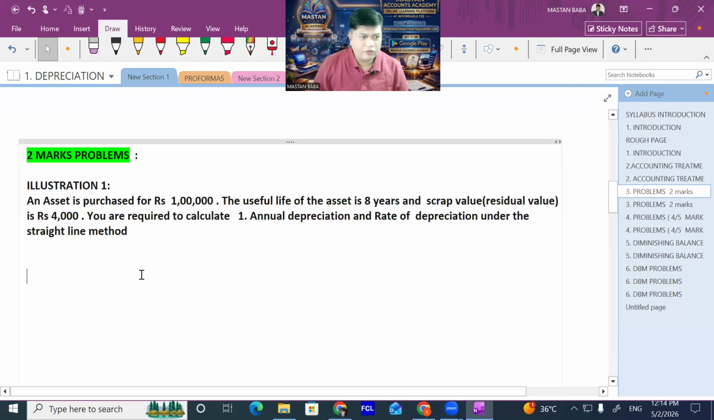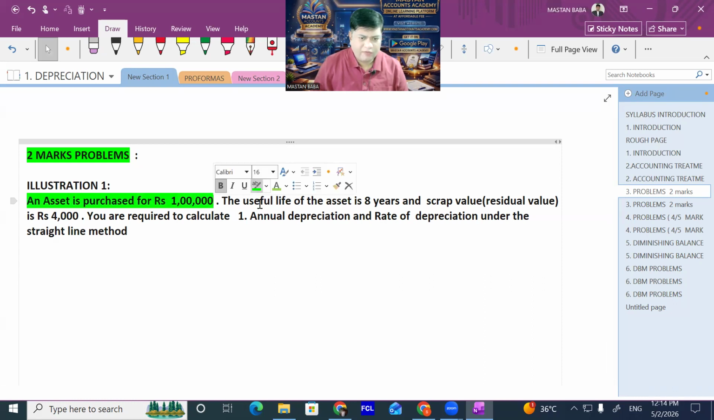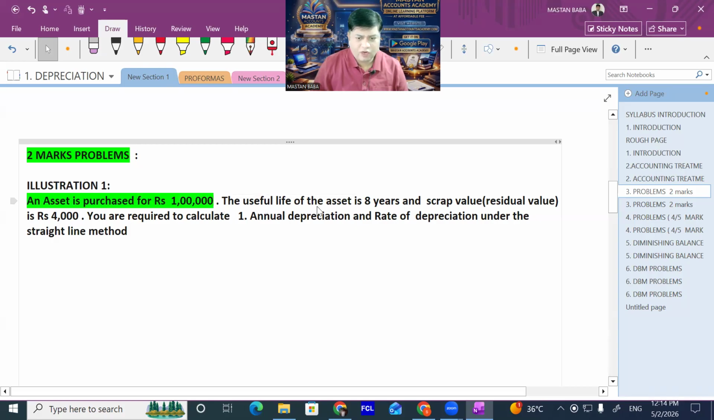So dear students, just go through the question. There's a 2 marks problem. An asset is purchased for 1 lakh. So do remember the value of the asset is 1 lakh. The useful life of the asset is 8 years. And the scrap value, or you can say residual value, is 4,000. So these are the important points that have been highlighted here.